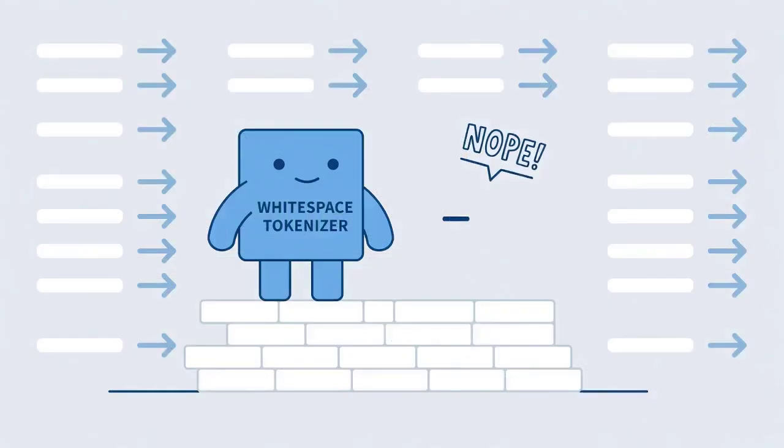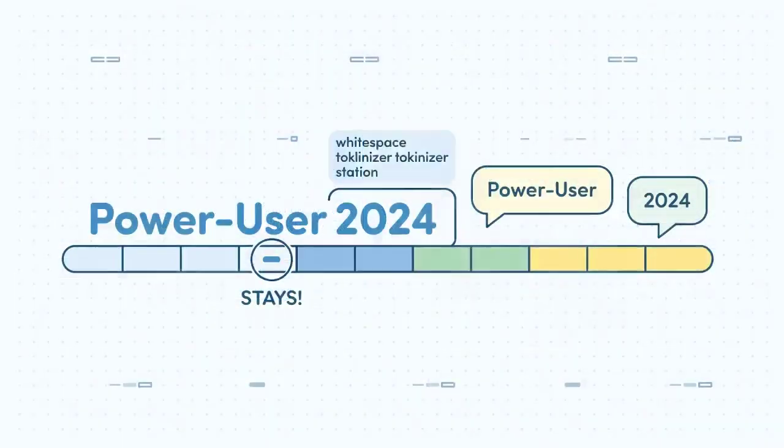The Whitespace tokenizer takes the opposite approach. It splits strictly on whitespace characters, spaces, tabs, new lines, and ignores punctuation entirely. Feed the same Power-User 2024 into the Whitespace tokenizer and you get just 2 tokens: Power-User and 2024. The hyphen stays glued to the word because Whitespace doesn't care about punctuation.